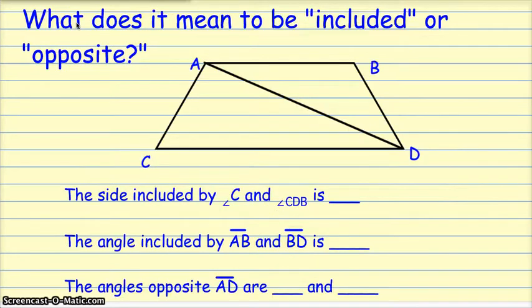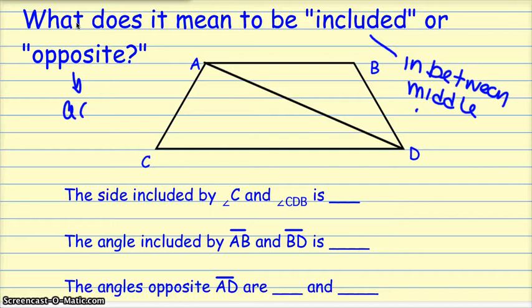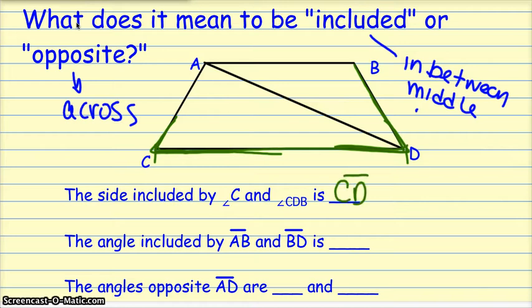So what does it mean to be included? Included, think in between, in the middle. Very often they're a part of what it is you're creating. Opposite is very often across the figure. So the side included by angle C is down here, and CDB, so this whole angle. Well, if you think about angle C, this angle out here extends, so what side is included? It is side CD.